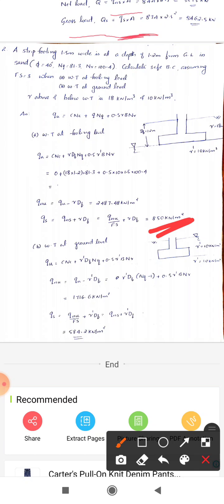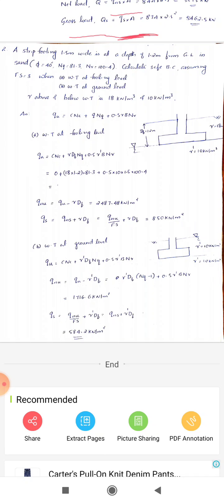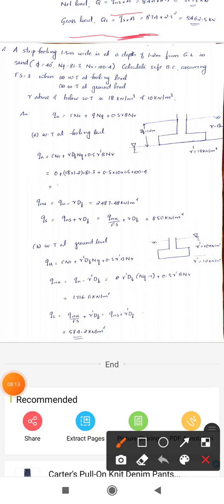And the second case, the water table is at ground level. So here is the water table at ground level. In this case the whole soil below this water table will be in submerged condition. So the second term and third term both constitute the submerged unit weight. So in this equation the second term also has γ dash and the third term also has γ dash. That is the procedure. Then in similar way you do the steps. So the final answer is 584.2 kilonewton per meter square.